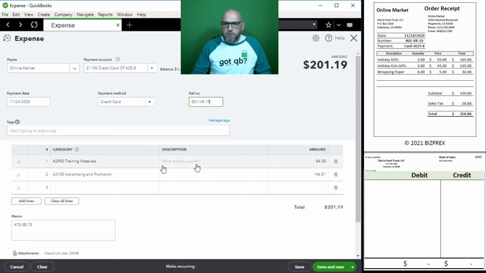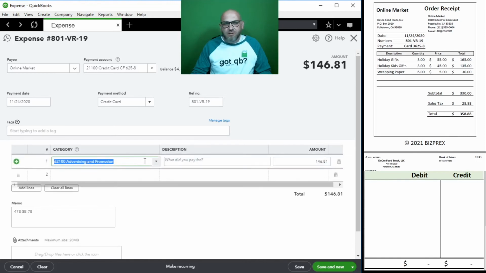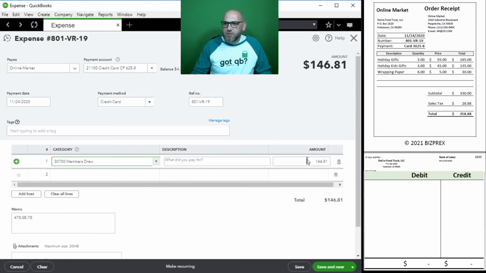And in this case, none of these apply. Well, actually, training materials, no. Advertising and promotion. I don't know. This looks like holiday gifts, holiday kids gifts, and wrapping paper. Looks more like a draw, right? I mean, unless I'm giving it to all of my customers, yeah. So again, in this case, we're going to change it to members draw. It's a personal expense. It's not tax deductible. We're going to enter the full amount.